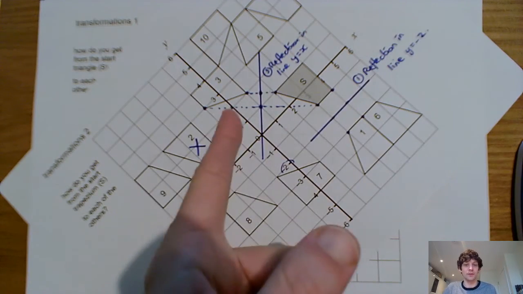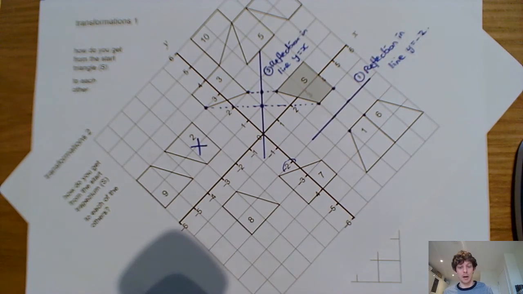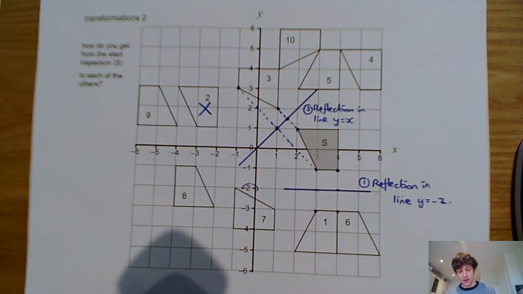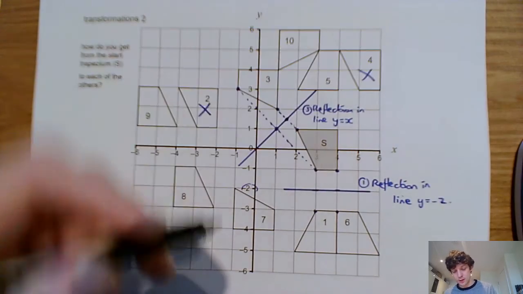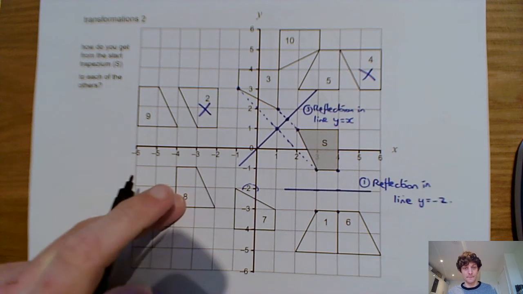It looks like it's been flipped across a line down here, and I would have known that my mirror line was that diagonal line. Okay, 4 again is a translation, so we're not going to have a look at that. I'm just going to do one more on this page. And that one more that we're going to do is going to be number 8.